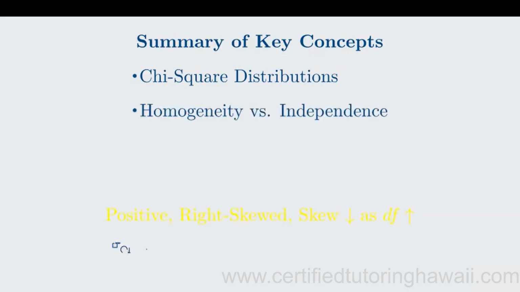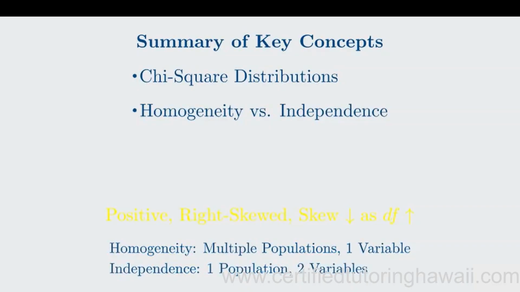To wrap up, let's summarize the key takeaways from this lesson on chi-square tests for two-way tables. First, remember that chi-square distributions are always positive and right-skewed. As your degrees of freedom increase, the skewness decreases. When choosing your test, look closely at the sampling method. If you see multiple independent samples or experimental groups, choose homogeneity. If you see one single random sample where 2 pieces of information were recorded for each subject, choose independence.